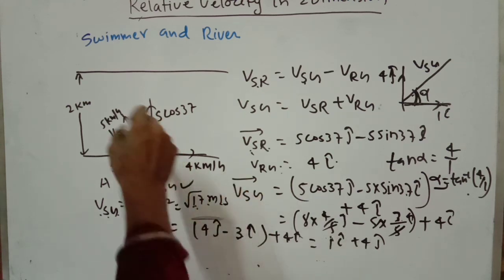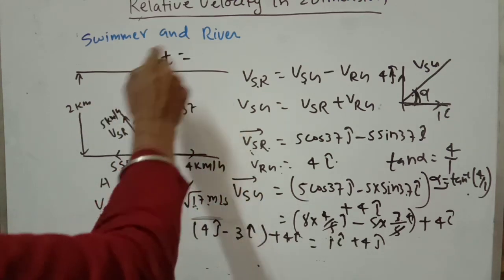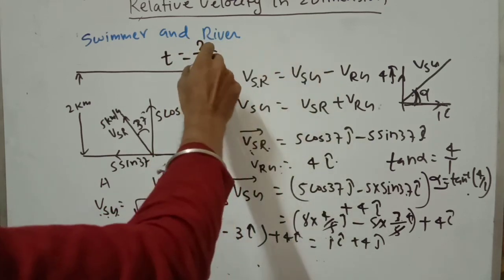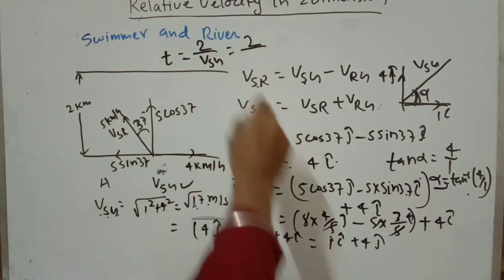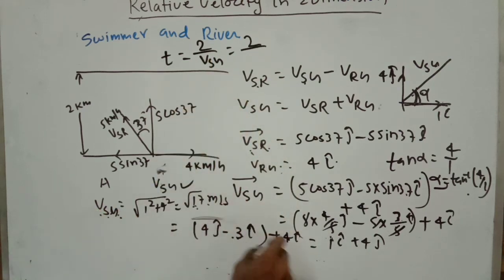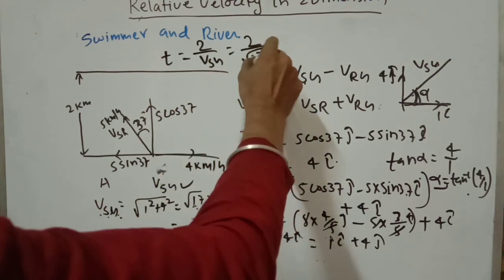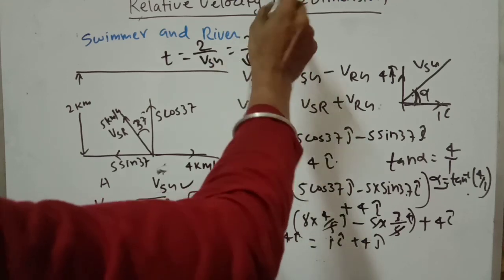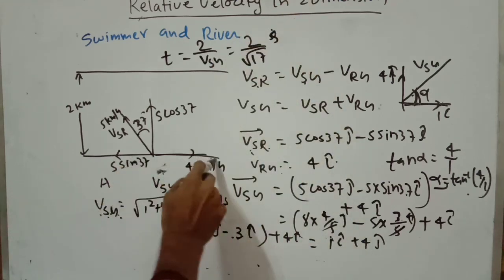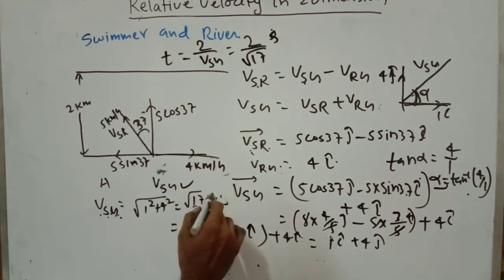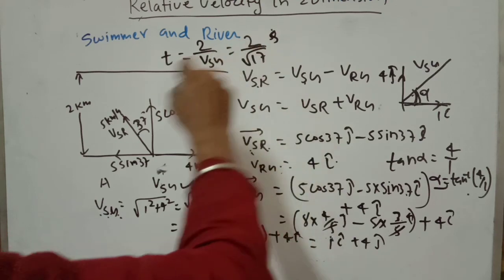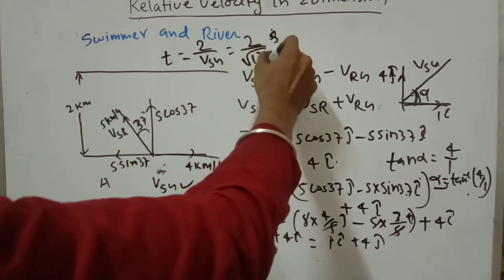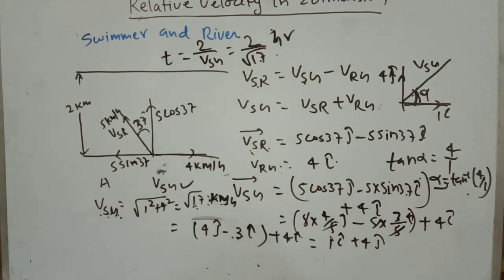So what is the time taken to cross the river? You can write t equals distance by velocity of the swimmer with respect to ground. So 2 over the velocity of the swimmer with respect to ground, which is root 17. Write everything in kilometer per hour. So 2 kilometer over root 17 kilometer per hour, so it takes this much time, 1 hour, to cross the river.